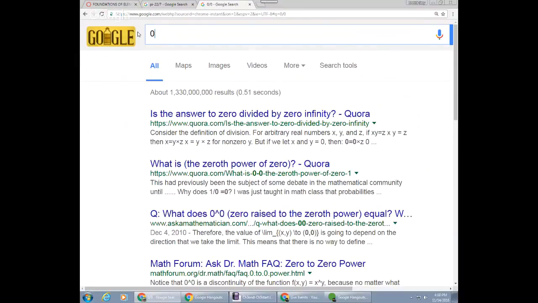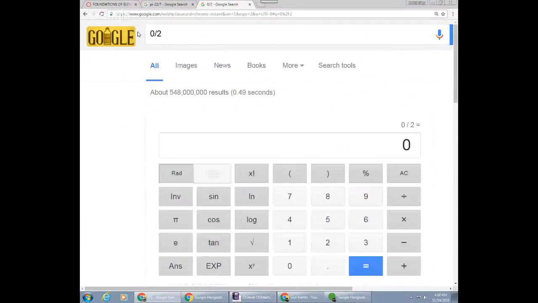Let's do 0 divided by 2. That gives me the calculator. Can I divide that by 0? Error. That's it. How about 2 divided by 0? Infinity. What gave me a different answer? Holy crap. Why would it give me infinity for 2 divided by 0? That is a discussion for another day.